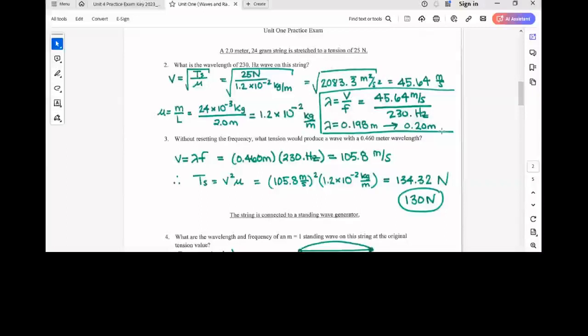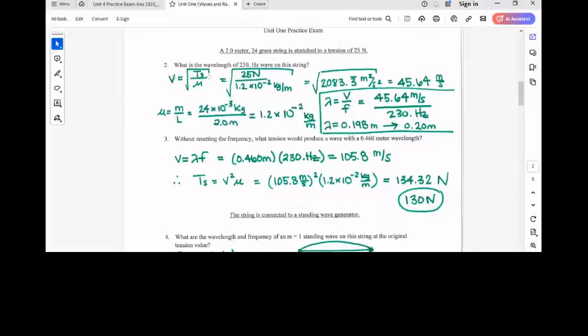That is 0.20 meters. Number 3, without resetting the frequency, what tension would produce a wave with a 0.460 meter wavelength? I have the same string, the same everything, so I know the wave speed. I have the same string, so the same linear density, but a different tension. I apologize. So I can take the wavelength I was given with the original frequency because we know that it's the same, and I get a new wave speed of 105.8 meters per second.